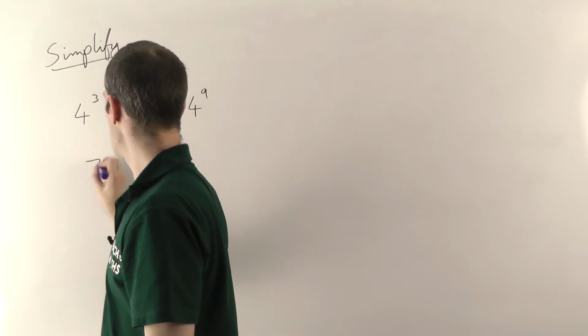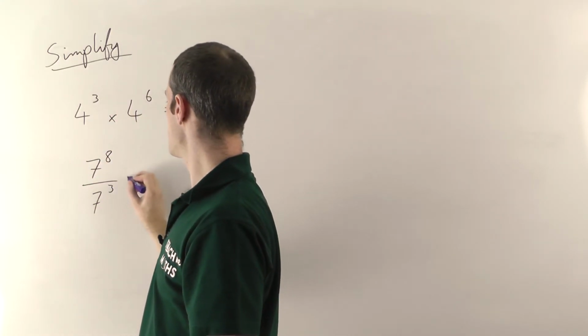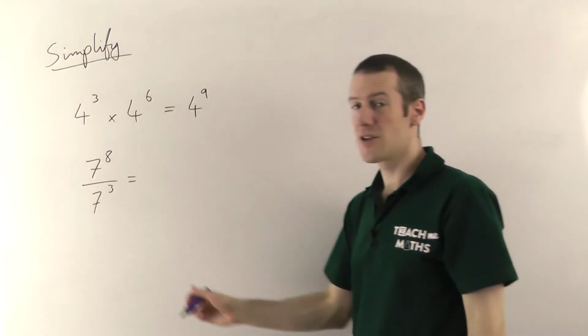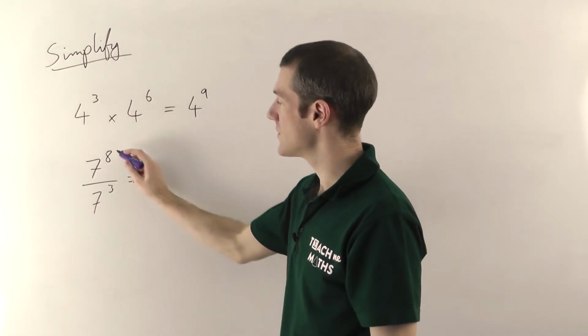Okay, let's try division. If you have 7 to the power 8 over 7 cubed, you're dividing, so you subtract the powers. Remember, a fraction means divide. So it's 8 minus 3.